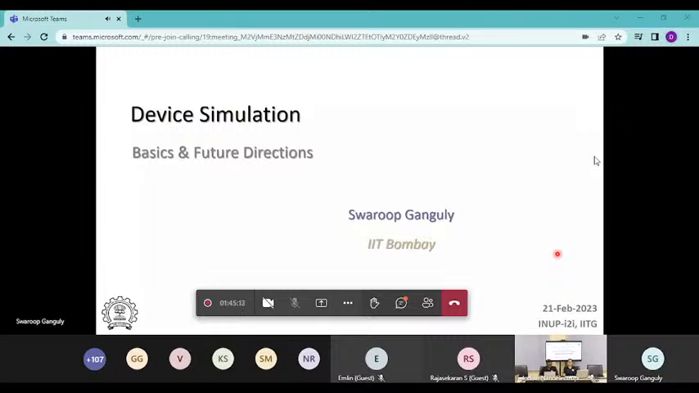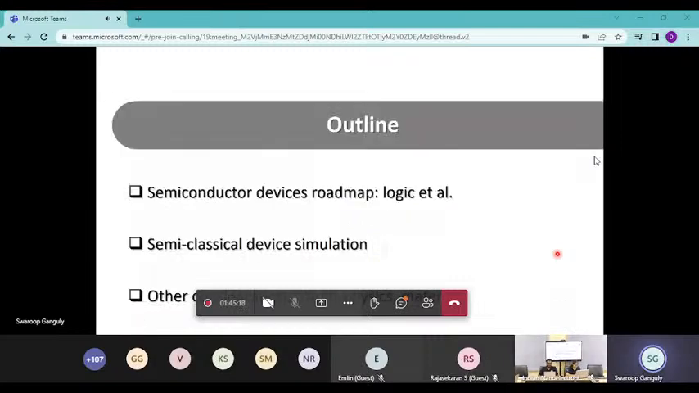Okay, so I've already been introduced. Saurabh Ganguly from IIT Bombay, and this will be the outline of the talk. It's about device simulation, so we'll start by looking at the roadmap because that sets the tone. Then the bulk of my presentation will be about semi-classical device simulation, and then we will look at considerations beyond that in terms of materials modeling and multi-physics modeling, what those are and why we need it. And that will be the presentation. From time to time, I'll check whether I'm still audible and visible to you.